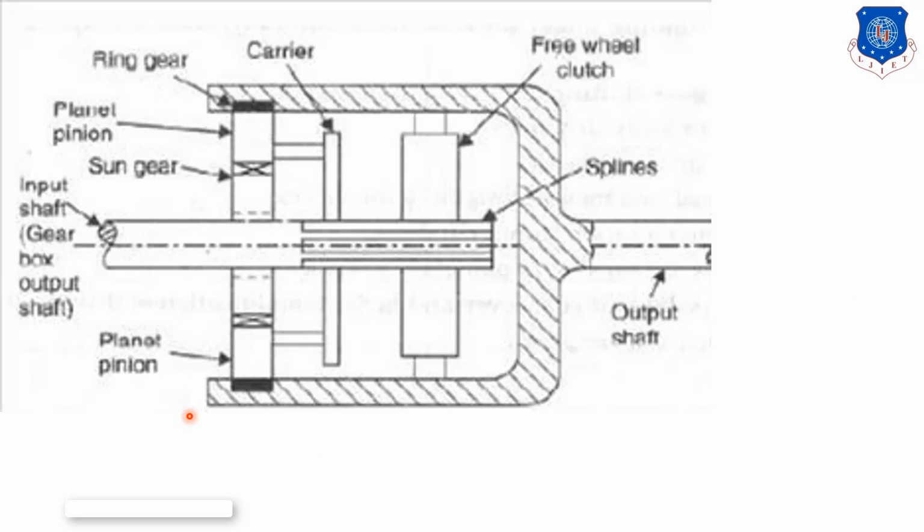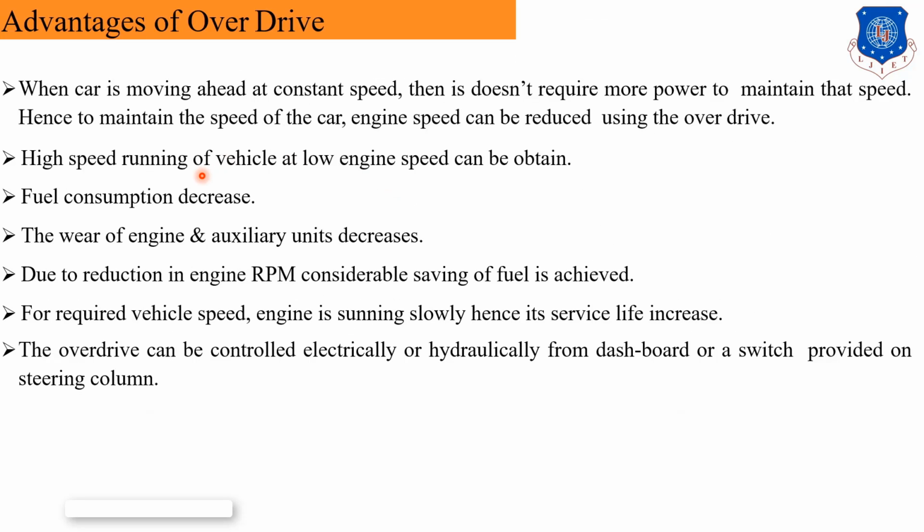So these are our main systems. If it is engaged, because it is rigidly connected, the power is transmitted to the planetary gear and to this ring gear. This is how the overdrive system works. Advantages of the overdrive: when the car is moving ahead at a constant speed, it does not require more power to maintain that speed. Hence, to maintain the speed of the car, engine speed can be reduced using the overdrive.